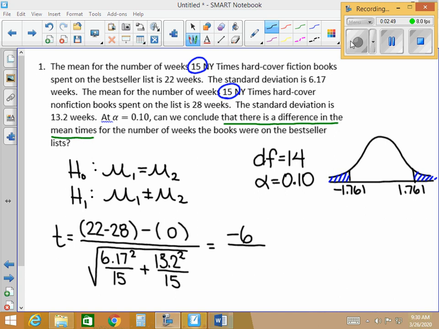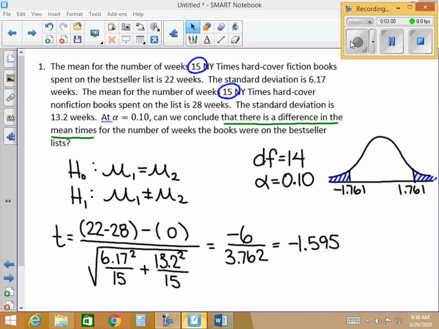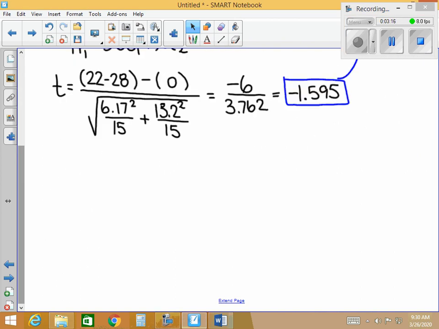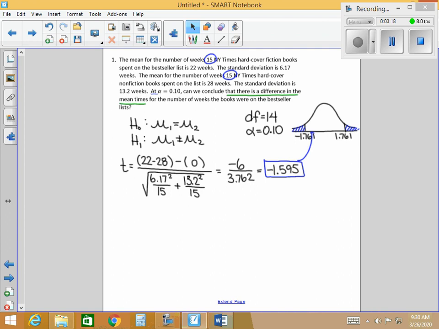So the top is nice, -6. On the bottom, I get 3.762. And that ratio is -1.595. When I compare that -1.595 to my cutoffs up here, notice that I'm on the right side of that -1.761, which means I'm not in that rejection region.